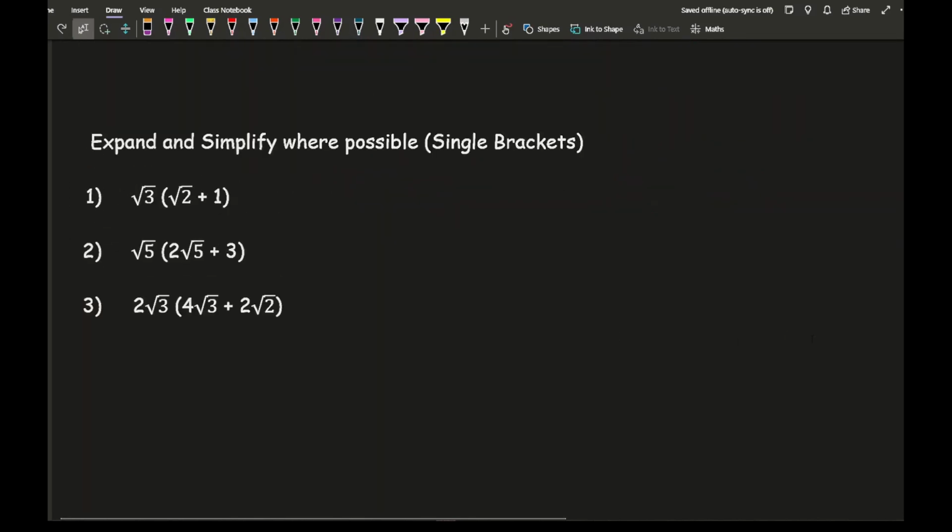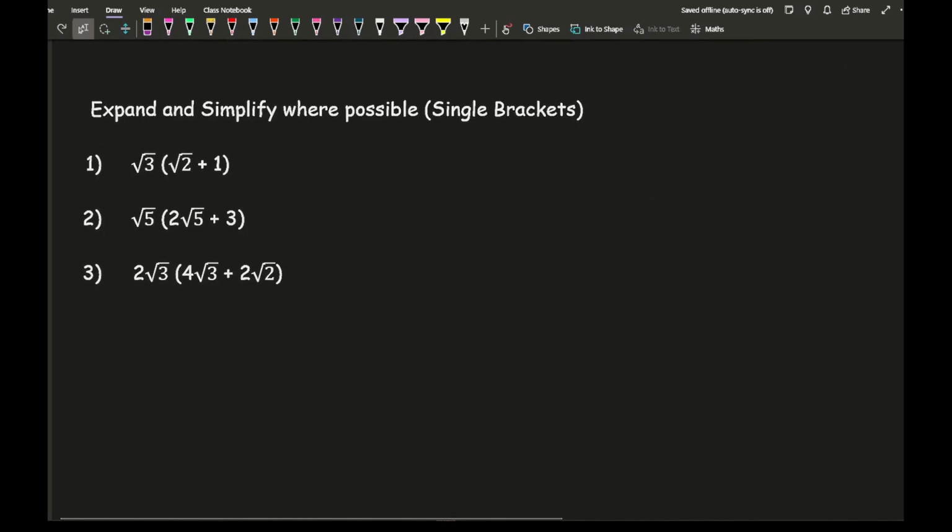So let's have a look at some example questions. So first of all, let's have a look at some single bracket questions. So here, now it's always good to use loops. So root 3 times root 2 is root 6. And then I've got root 3 times 1. So that's going to be plus 1 root 3. And then that is going to give me my final answer.